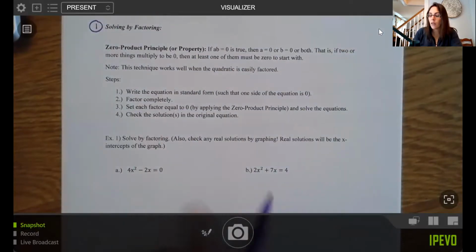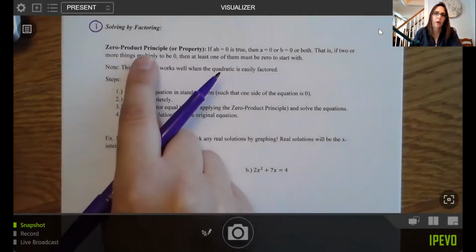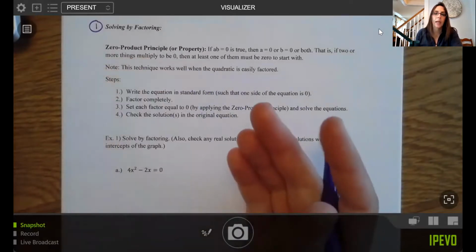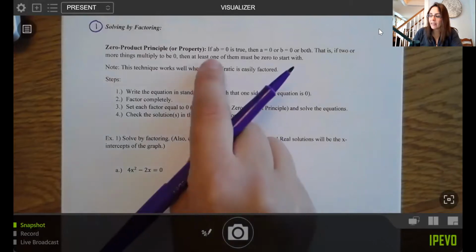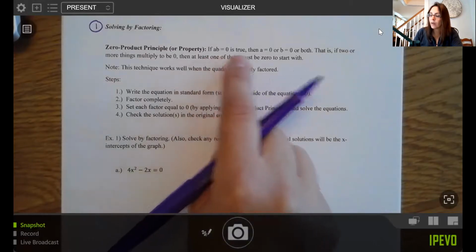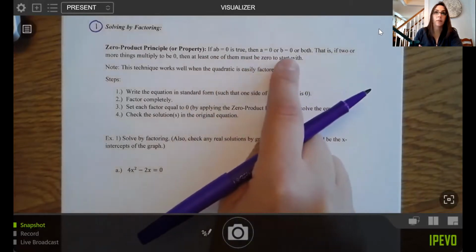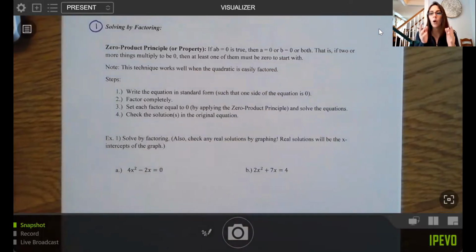It uses what's called the zero product principle, or you may have heard it as zero product property. And basically it says that if A times B is 0, then either A is 0 or B is 0, or I suppose both of them could be 0. So if you multiply 2 things together and the answer is 0, one of the original factors has to be 0. There's no other way to get a 0 answer when we multiply unless something is 0 to start with. And we use this idea when we solve by factoring.